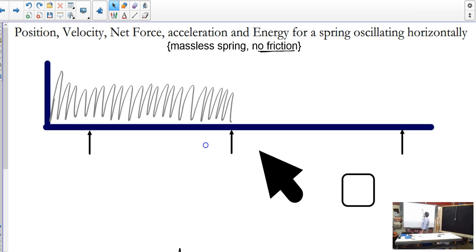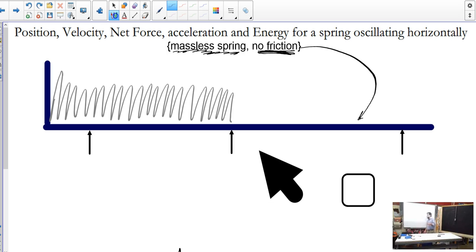So let's start off with this. Our spring can be compressed or stretched, and in this problem, to simplify things, we call the spring massless, so none of the force or energy goes into moving itself. It just has to accelerate the block. And we keep things simple by saying that this surface has no friction.